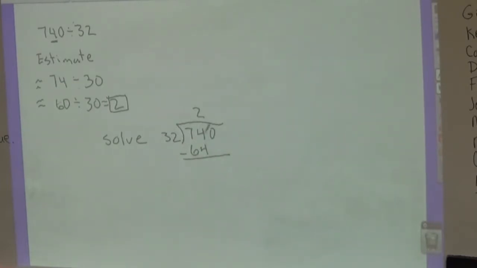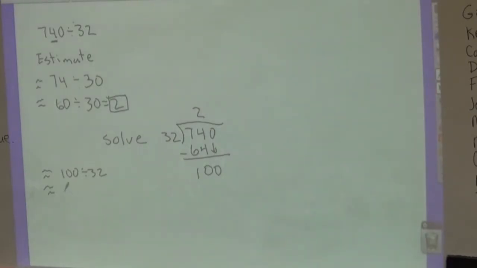Now by subtracting, 4 minus 4 equals 0, and 7 minus 6 equals 1, and we bring down the 0. How many groups of 32 can you make out of 100 ones? 3. Yes. But let's look at it. Let's do an estimate first. Right here. So it's 100 divided by 32.